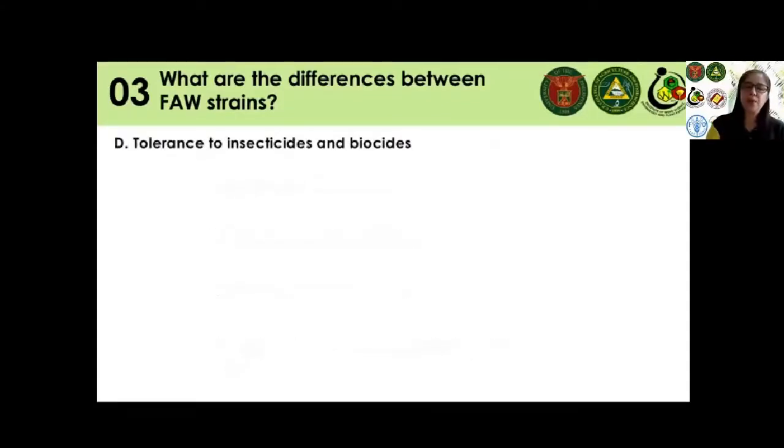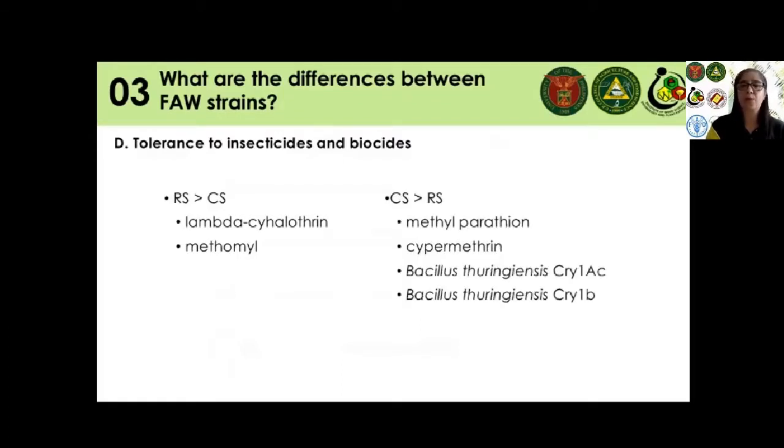The strains are also reported to differ in tolerance or susceptibility to insecticides and biocides. For instance, rice strain is more tolerant to lambda-cyhalothrin and methomyl than the corn strain, while the corn strain is more tolerant to methyl parathion, cypermethrin, and Cry1Ac and Cry1Ab proteins of Bacillus thuringiensis than the rice strain.